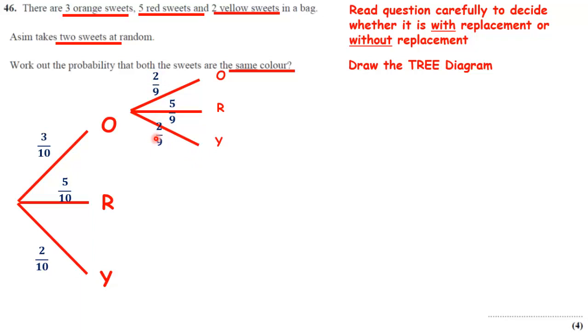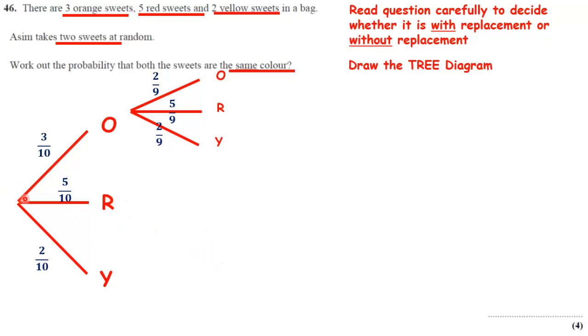2 plus 5 is 7. Add another 2 is 9. Okay, that's correct. I didn't say that with the first probabilities, but if we look at it, 3 plus 5 is 8, plus 2 is 10, so 10 out of 10. So that's how you can check that you've got all the probabilities correct. And I've got them correct over here as well.